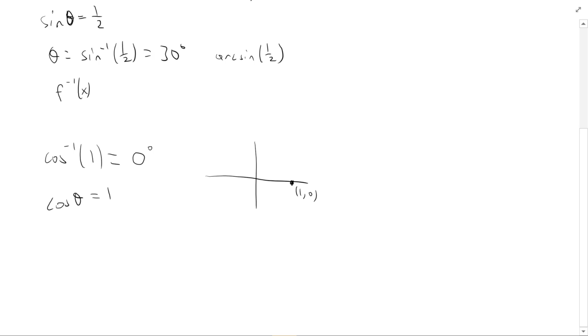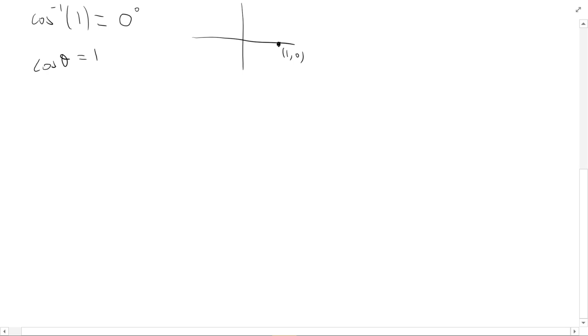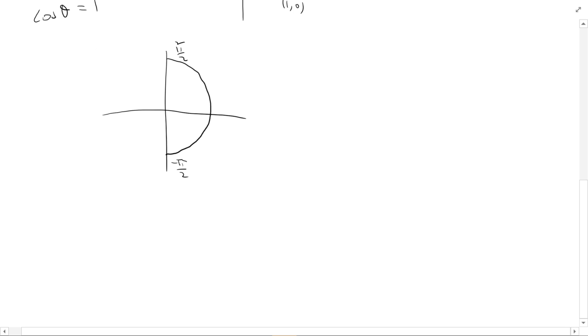Now, you might say, well, how do I pick 0 degrees? Why is it not 360? Well, that's where our definitions of our inverse functions are going to come into play. So sine inverse is going to give me a value on the right half of the circle from -pi over 2 to pi over 2, or from -90 degrees to 90 degrees, depending on what we're talking about. All right, so let's take a look at some more examples.